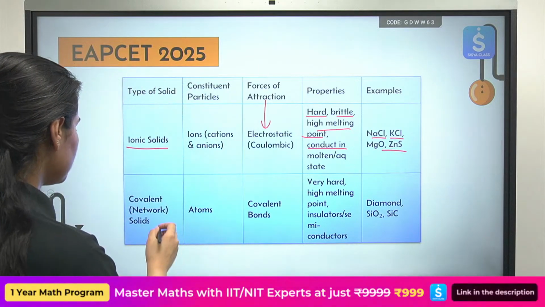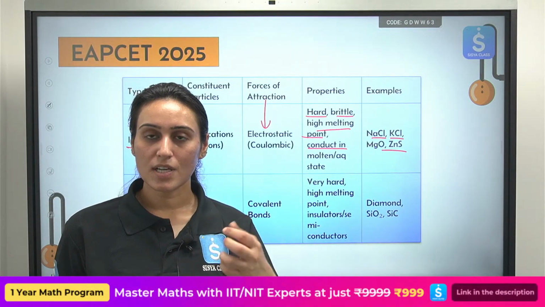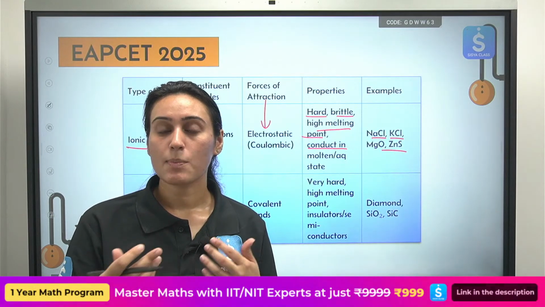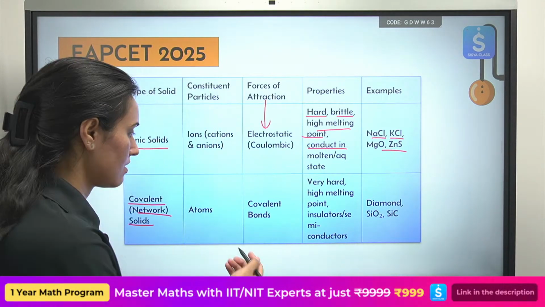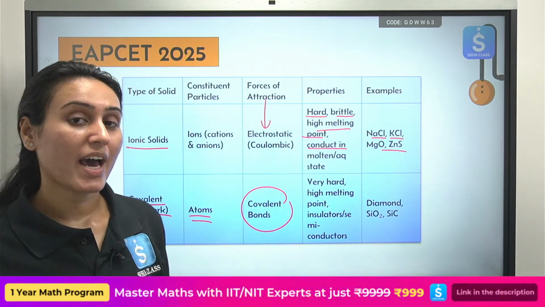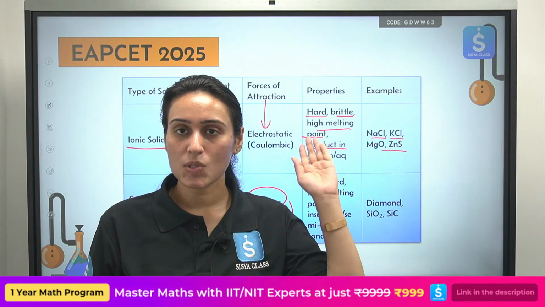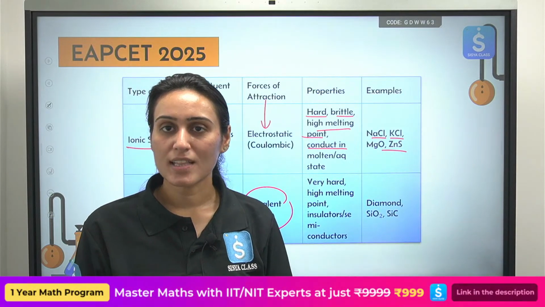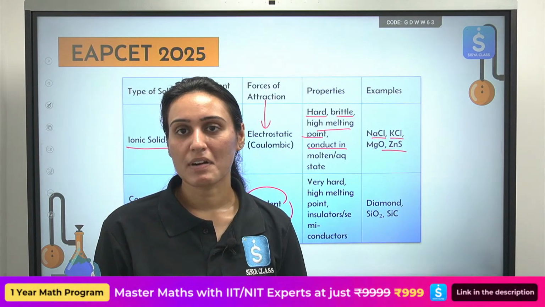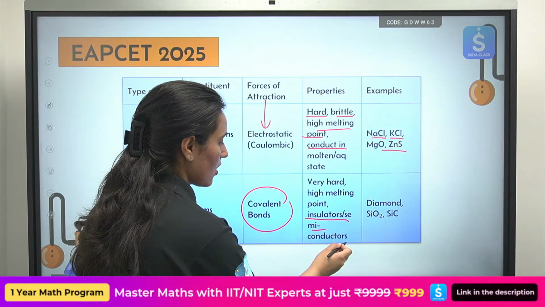Next, covalent solids. We also call them as network solids. Covalent solids or network solids. How are they linked together? By covalent bonds. It is in the name itself. What type of constituent particles are present here? Atoms. So atoms are bonded together by covalent bonds. They are also hard. They also have high melting point if you compare them with ionic solids, less than ionic solids. But in comparison to the other different types of solids that we will learn next, molecular solids, they have stronger intermolecular forces of attraction, so they will have high melting and boiling point. They are insulators or semiconductors.